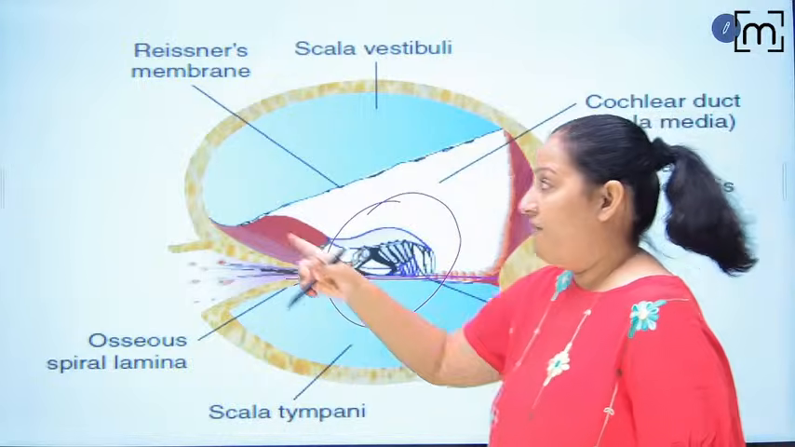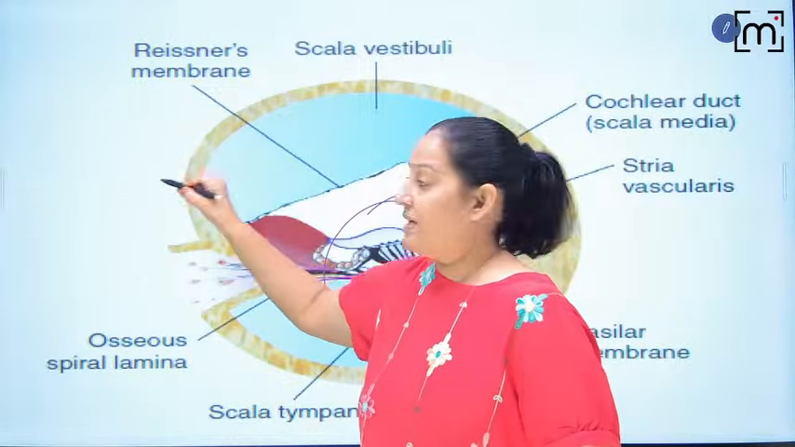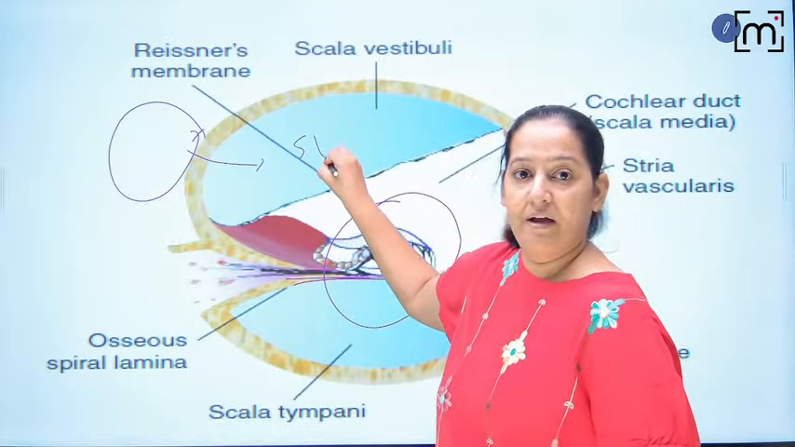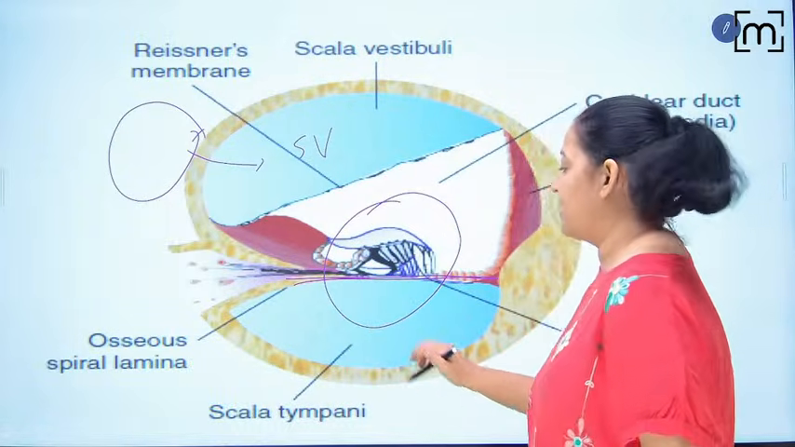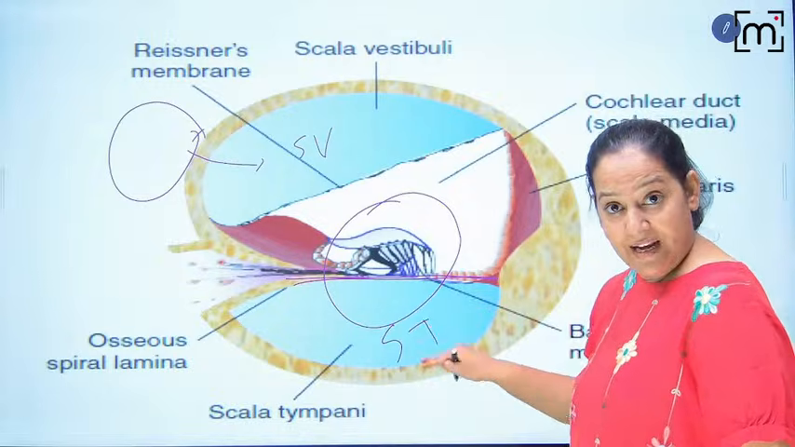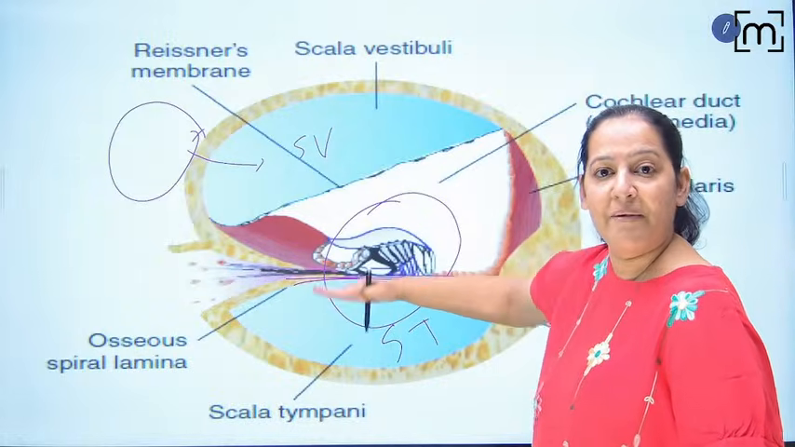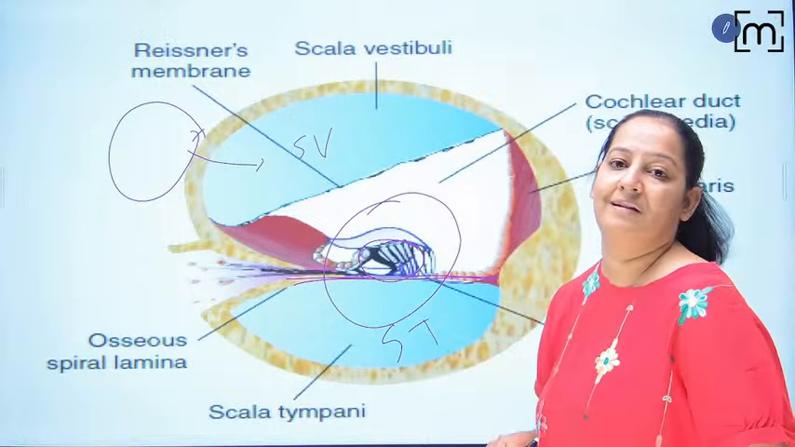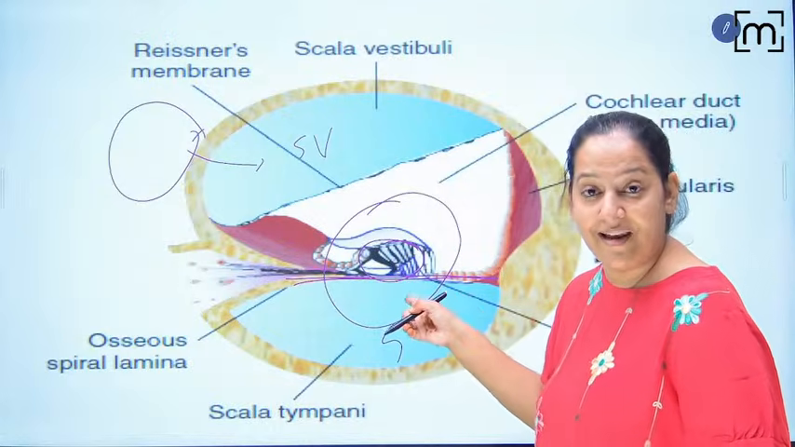So via the foot plate of Stapes, the sound is coming to scala vestibuli. Via helicotrema, it is coming to scala tympani. Scala tympani is vibrating the basilar membrane. The basilar membrane is vibrating and transmitting it to the hair cell.